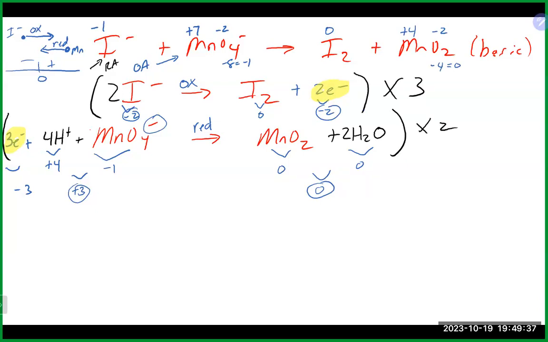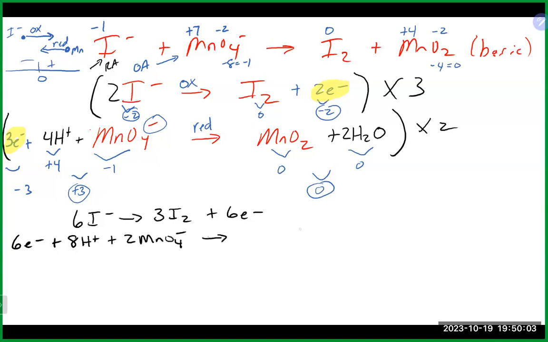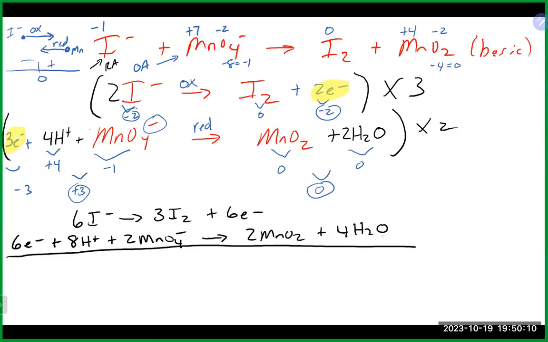So I'm just going to rewrite that underneath after I multiply it through. Multiplying the top reaction, that's going to give me 6 of the I minus goes to 3 of the I2 plus 6 electrons. Multiplying the bottom reaction by 2 gives me 6 electrons plus 8 of the H pluses plus 2 of the MnO4 minus goes to 2 of the MnO2, and 4 of the water. So all I did is basically just distribute those numbers across everybody in each half reaction.